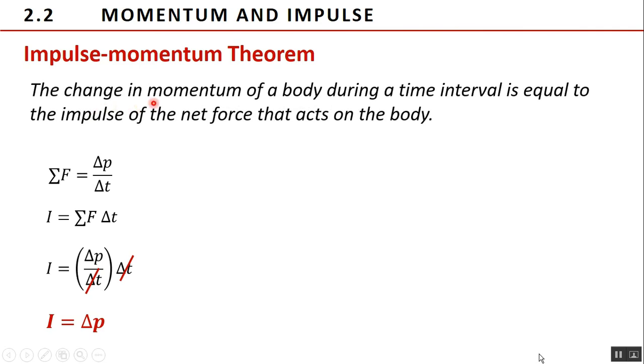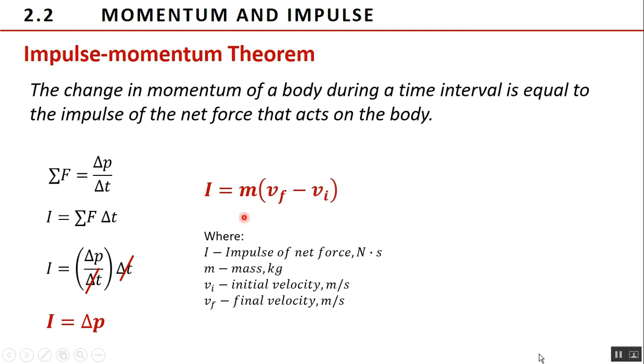It states that the change in momentum of a body during a time interval is equal to the impulse of the net force that acts on the body. In terms of mass and velocities, impulse is also given by the equation mass m multiplied by the change in velocity, v sub f minus v sub i. Take note also that, even though impulse is a function of momentum, its unit remains newton second, and not kilogram meter per second. Although they seem equivalent, newton second is an exclusive unit for impulse, and kilogram meter per second is for momentum.